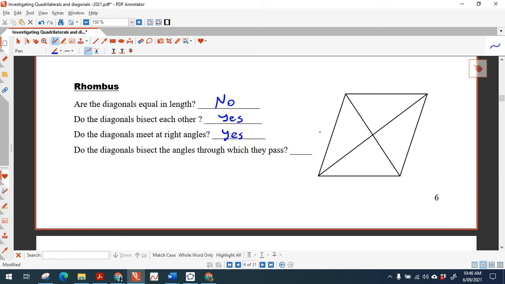All right, so we could mark that on the diagram here and say that, yep, there's a right angle. They always meet at 90.